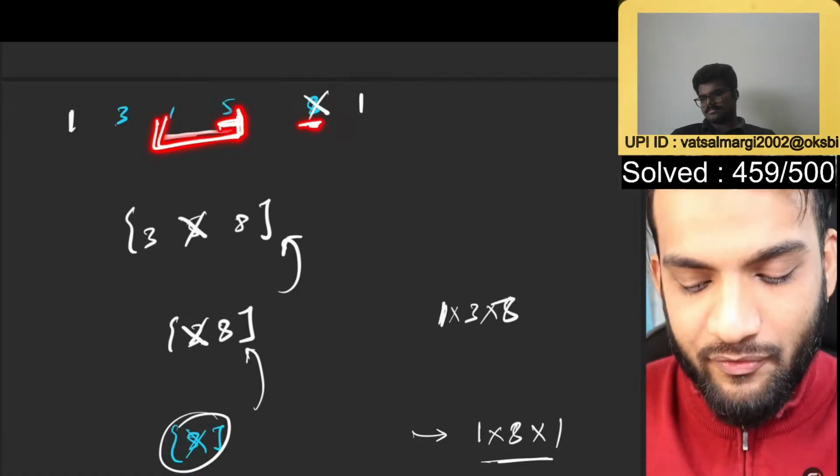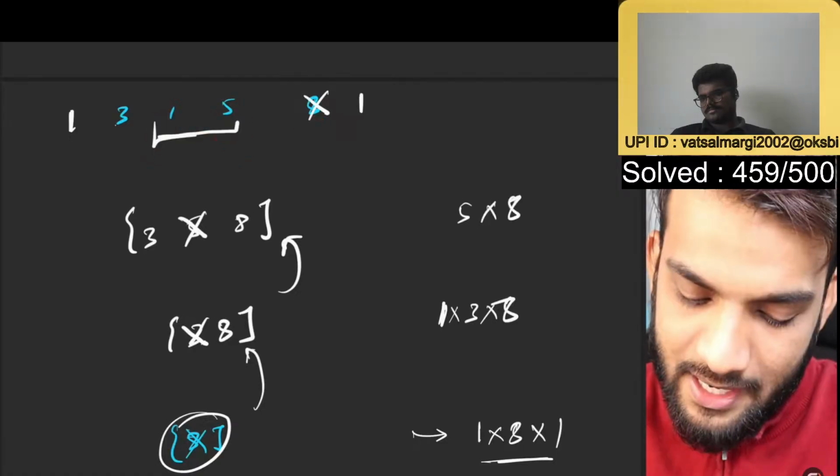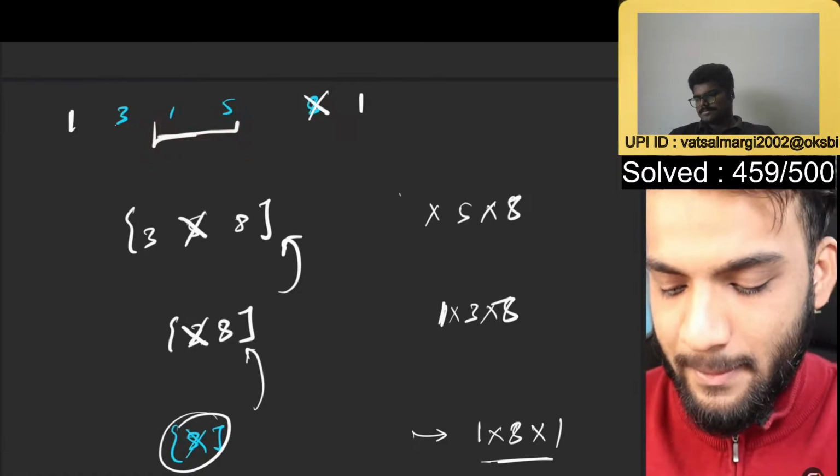And 5's right is 8. 5's left is 3. So you say 5 on the right is 8, and on the left is 3. Again, why does this work?